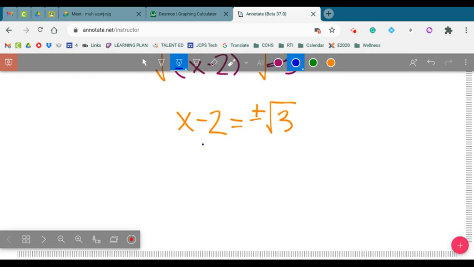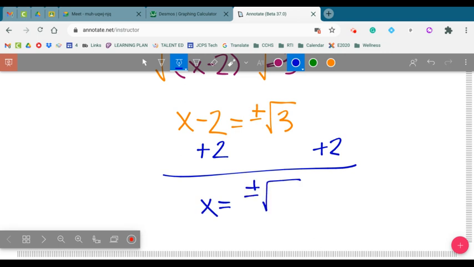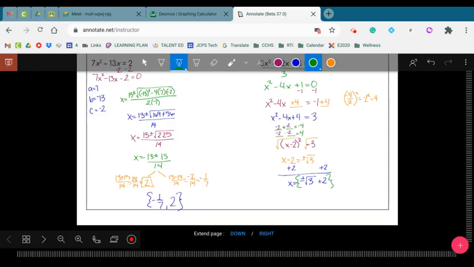And then add your 2. You can't add it to the 3 because the 3 is under the radical and the 2 is not. The square root of 3 cannot simplify. So this is your answer. Okay, let me know if you guys have any questions over this front page. I know that was a lot of information.